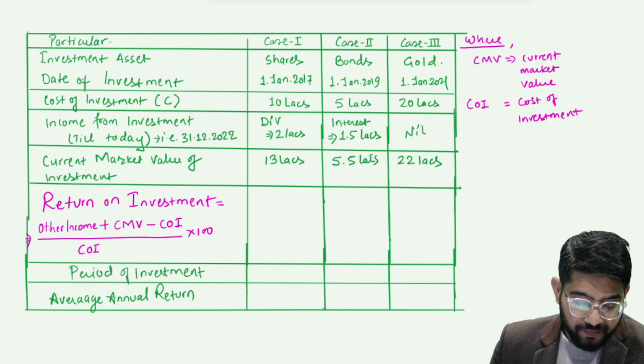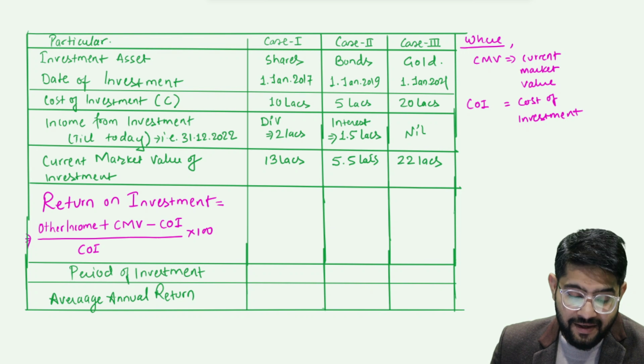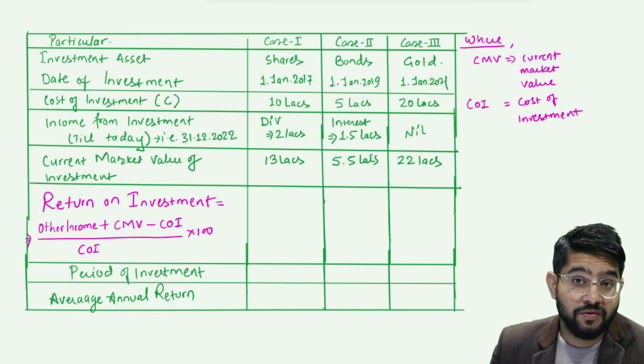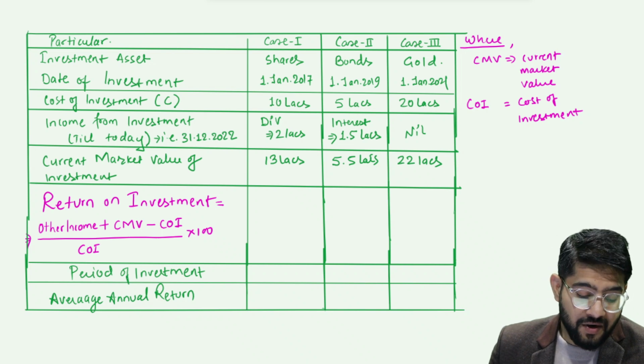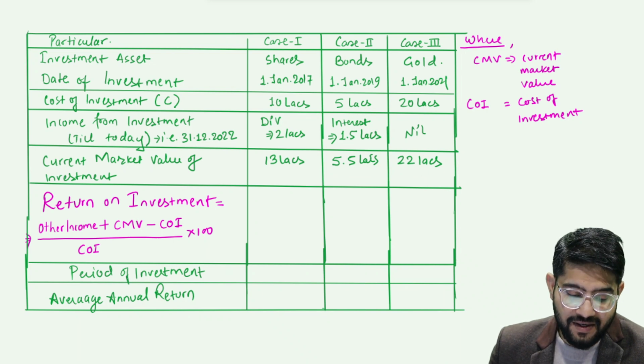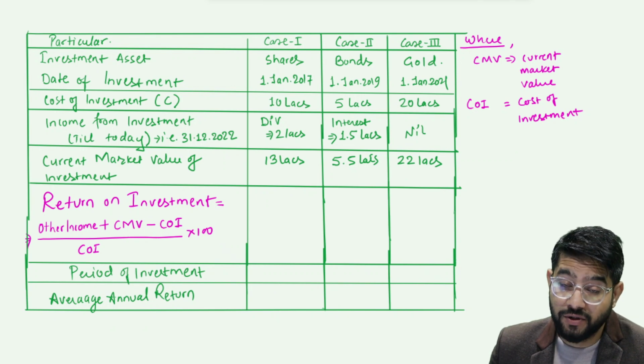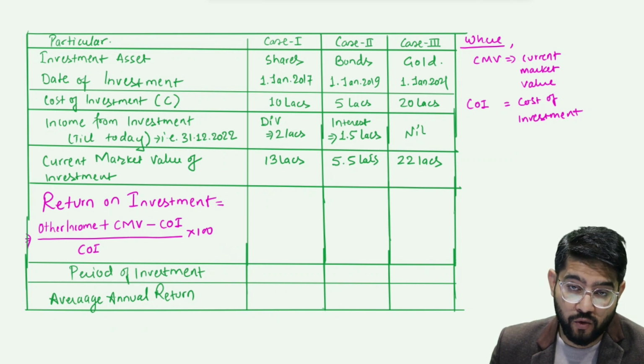Now, as today is 31st December 2022, let's assume that the current market value of investment is 13 lakhs for shares, 5.5 lakhs for bonds, and 22 lakhs for gold. So let's calculate the return on investment.